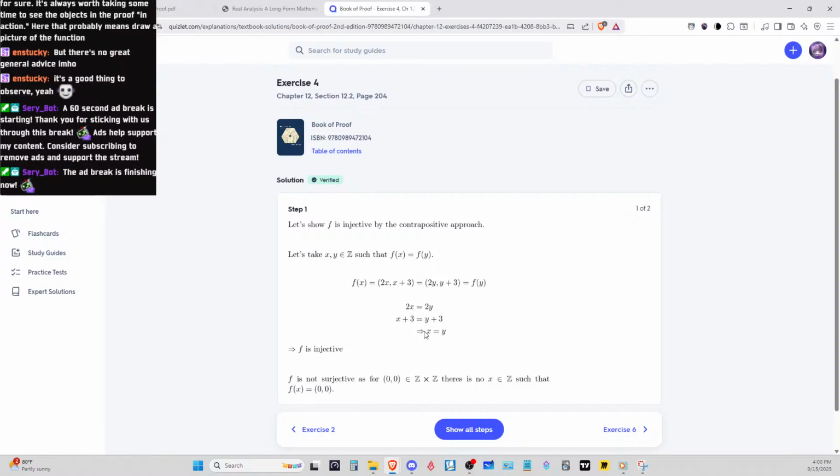Yeah, I kind of figured that it was going to be some sort of dynamic like this. It's not surjective, but for 0, there is no x such that the function of x is equal to 0. Yeah, because it will never hit it.